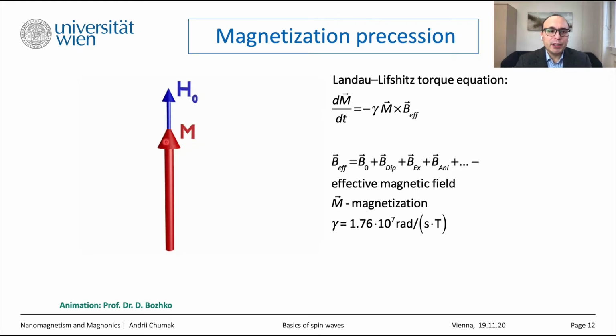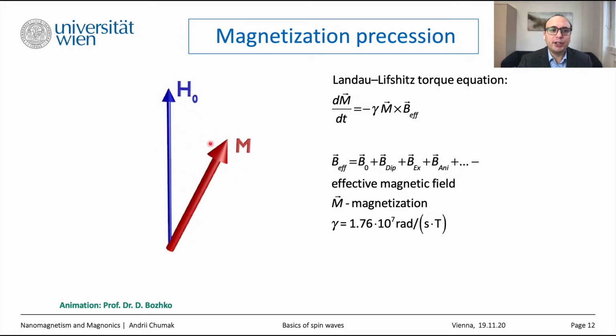If you now take your magnet and apply some magnetic field H, the magnetization will be oriented along this direction if H is large enough. But the story is getting interesting if there is a certain angle between H and M, like it's shown here.